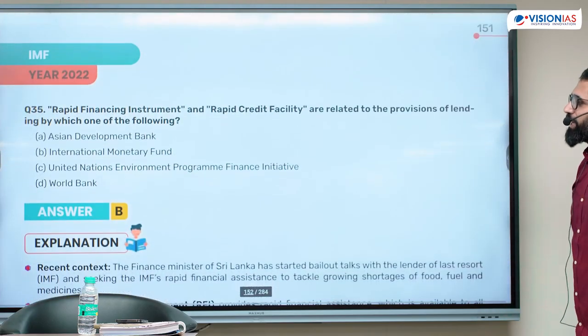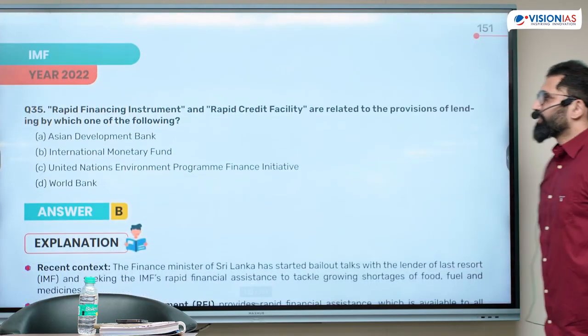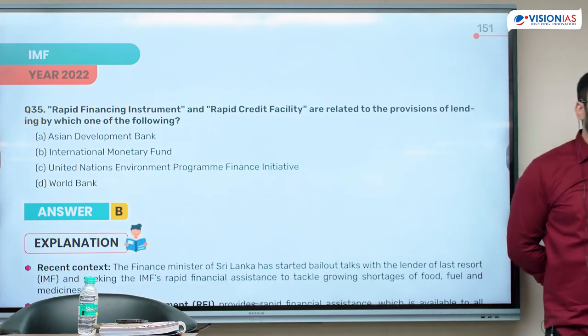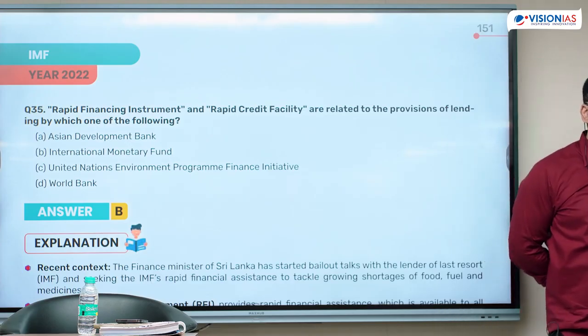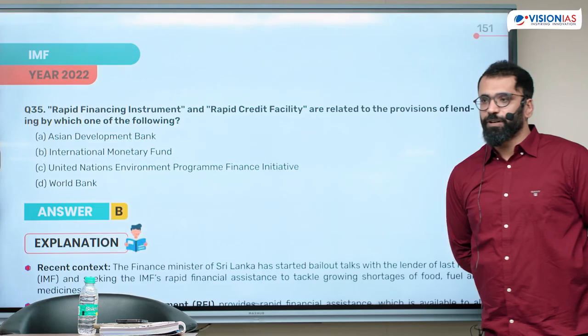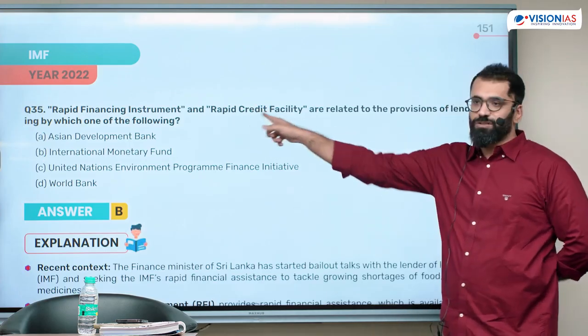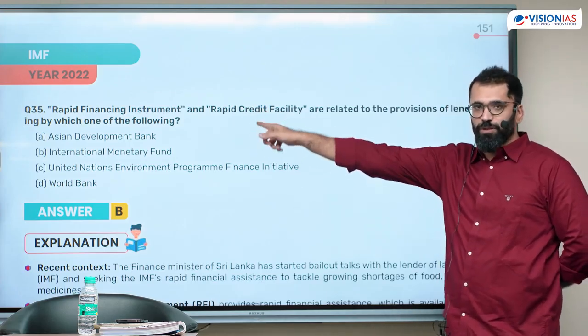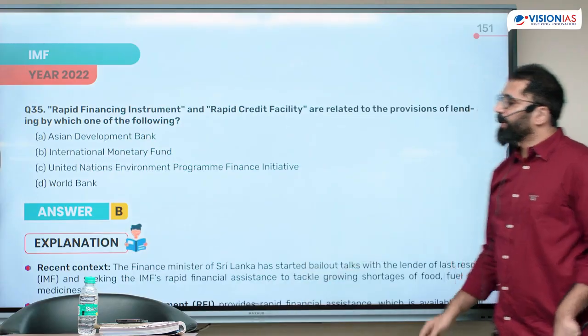Rapid financing instrument and rapid credit facility are related to provisions of which of the following? Sri Lanka were facing problems with respect to the unavailability of dollar. They were asking both of these instruments from IMF. It was in the news, both of them were covered. It's a part of International Monetary Fund.